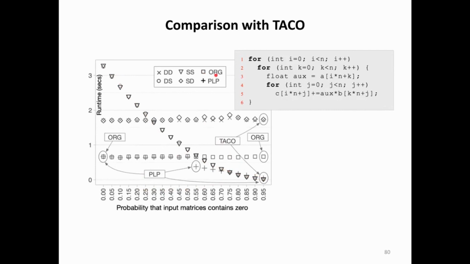We also have ORG, which stands for original, and PLP for pre-loop profiling, and those are from our solution. The original is the original matrix multiplication, and PLP is the pre-loop profiling. And we can see that the original stays pretty much the same as the probability increases. And our solution follows the original and switches to follow TACO when the probability changes from 0.5 to 0.55.